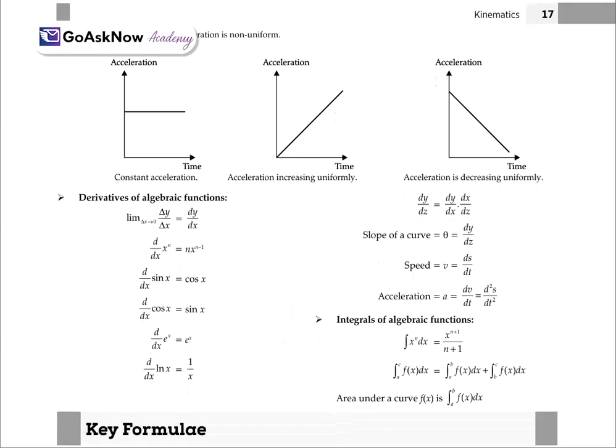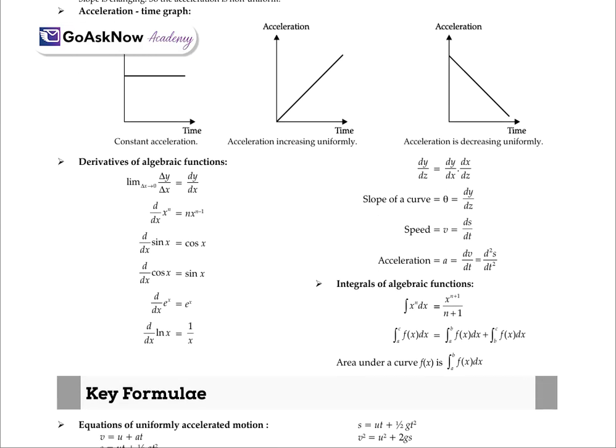Now, the derivatives of algebraic functions. As the graph is there, obviously we can derive it as an algebraic function as well. Okay. So, as it's all about the axes y and x, again we'll represent all these things in algebraic functions. Like, starting from here, the limit as delta x tends to 0, delta y upon delta x is equal to dy upon dx. We can write it as dy upon dx.